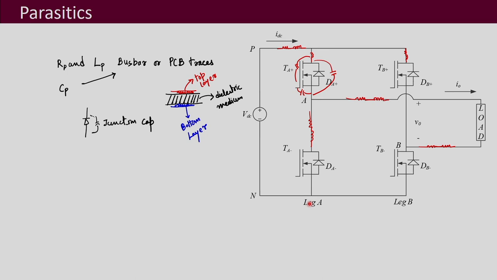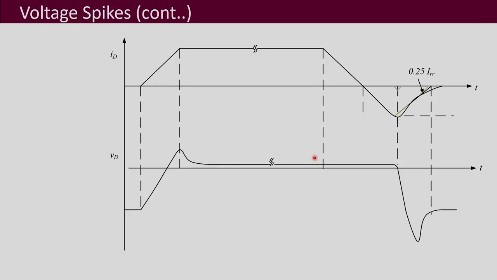So now what is the effect? Let us see that. To some extent we had discussed this when we discussed the turn on and turn off characteristics of the devices: diodes, MOSFETs and IGBTs. Now you have to recall, this is the switching characteristics of the diode.